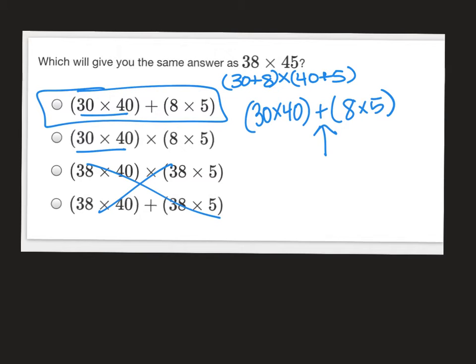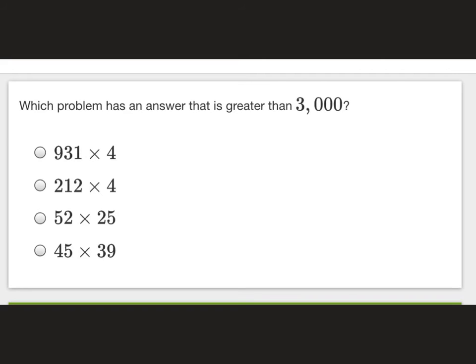You could also go through if you needed to. If you weren't sure about that one, you could just multiply it straight and then multiply each of your answers until you got an answer that matched. So you could do 38 times 45, get that answer, and then multiply each one of these and see if it gives you the same answer. That's an option.